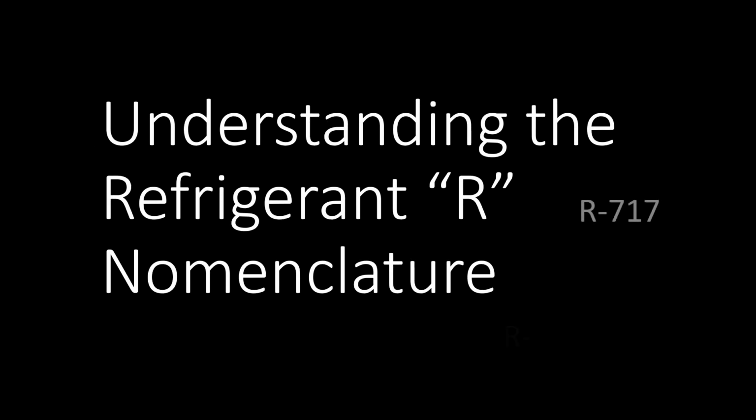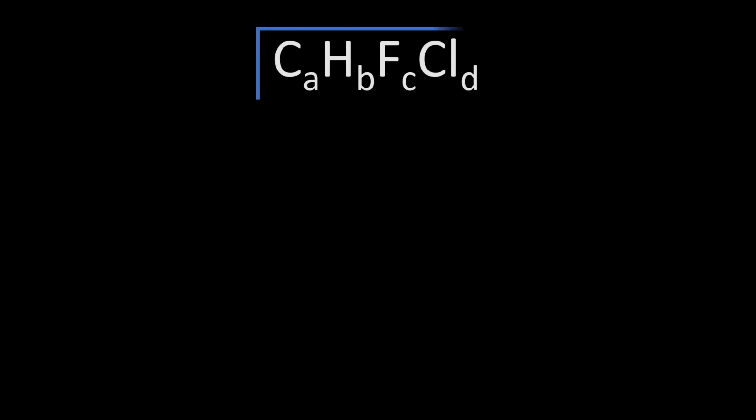Each refrigerant is assigned a unique number which is related to its chemical composition based on some rules. The numbering system rules will be discussed in this video. Let us start with organic compounds. Say there is an organic compound with this chemical formula, where A, B, C and D are the number of atoms of carbon, hydrogen, fluorine and chlorine respectively.